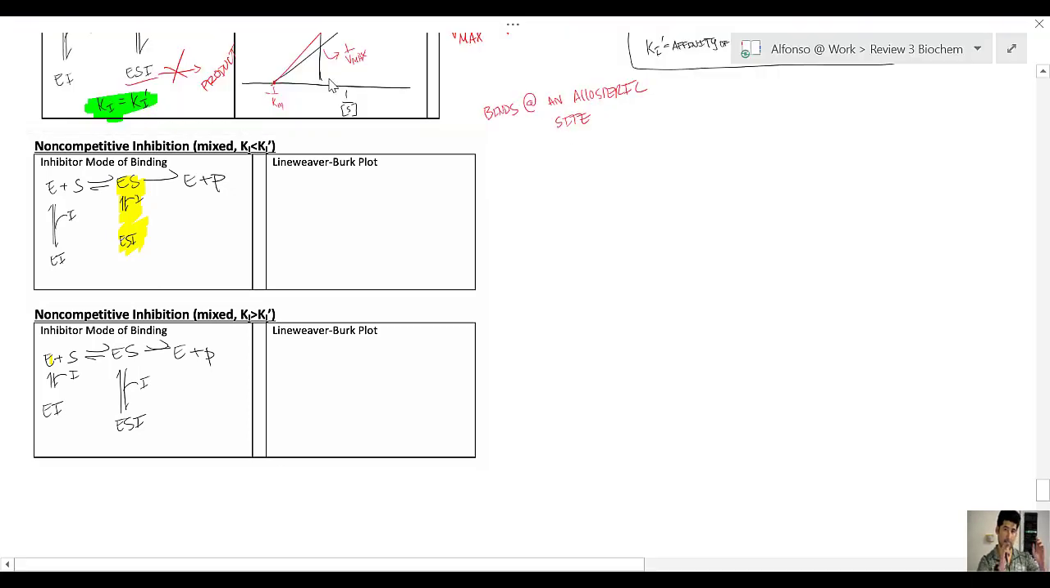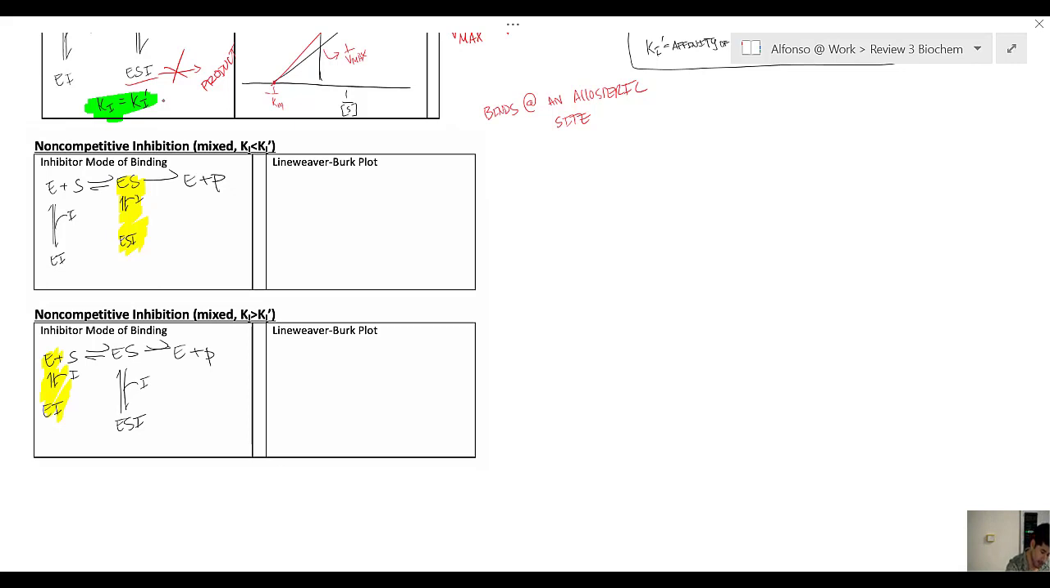All right, so with non-competitive mixed, you're going to have the inhibitor still binding to both the free enzyme and the enzyme substrate complex, but look at the top one. Notice how it binds better, hence the large reversible arrows. The inhibitor binds better to the free enzyme on this one, but here the inhibitor binds better to the enzyme substrate complex than to the free enzyme.